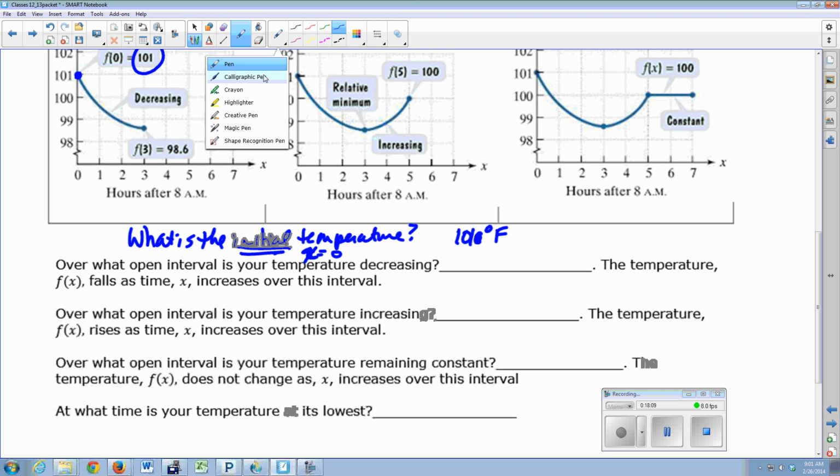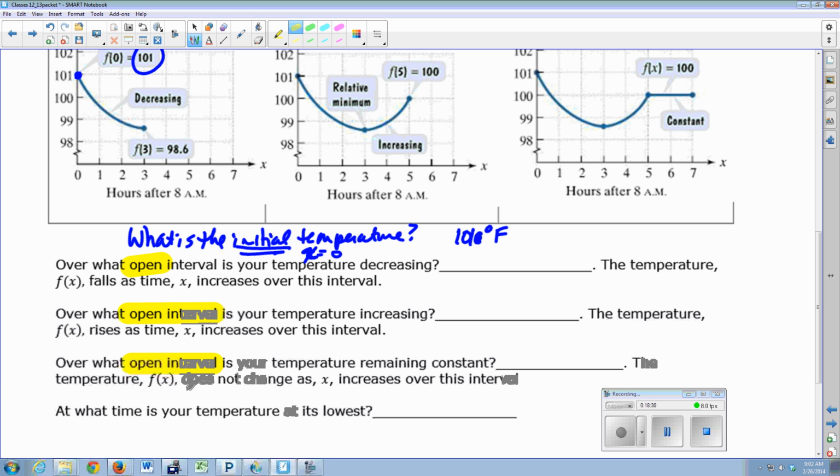So that's something you want to make a little note of in your notes. You want to either circle that or put a little asterisk and make a note that anytime you're talking about intervals where your function's increasing, decreasing, or constant, it's always going to be represented by an open interval. And what does that mean, an open interval? How do you know that an interval is open?